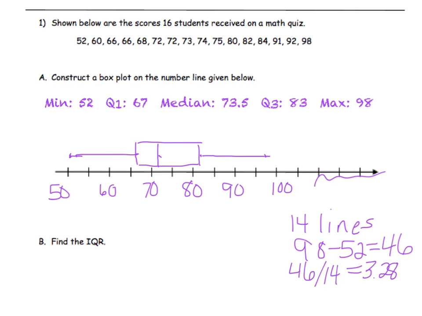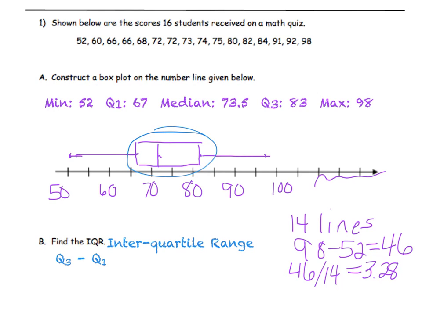Okay, part B asks me to find the IQR. What this stands for is interquartile range. We know how to find the range. Normally, we take the max and subtract the minimum. To find the interquartile range, we are looking for the range of the box. So we take Q3 and subtract Q1. Go ahead and do that and let me know what you get.